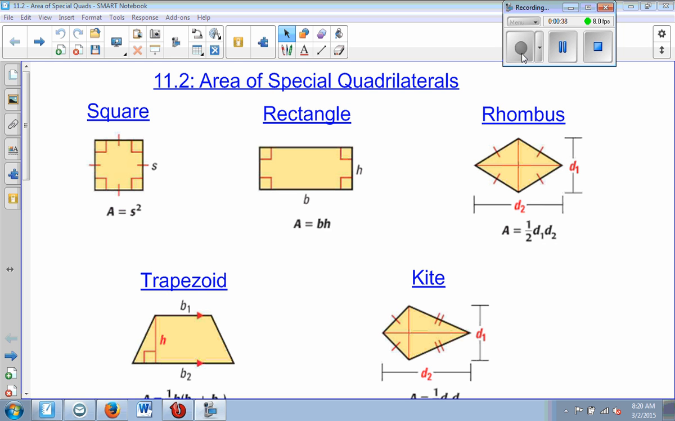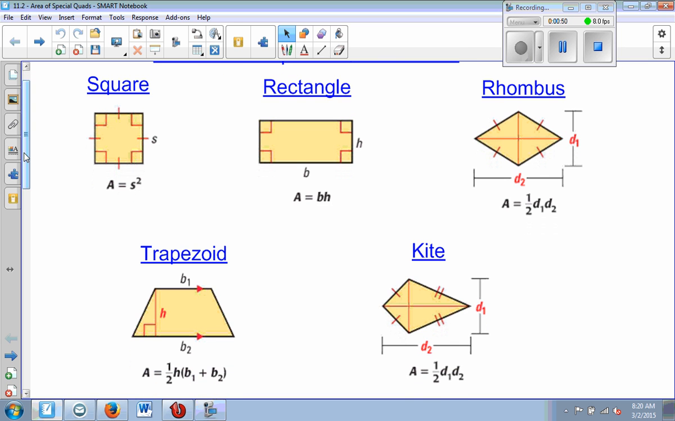The new ones, you may have seen a trapezoid previously, but maybe not very in detail. But the new ones are a rhombus, a kite, and then trapezoid. The nice thing about the new formulas is that a rhombus and a kite have the exact same formula. It's just 1/2, and it's diagonal times diagonal. That's what D1 and D2 stand for.